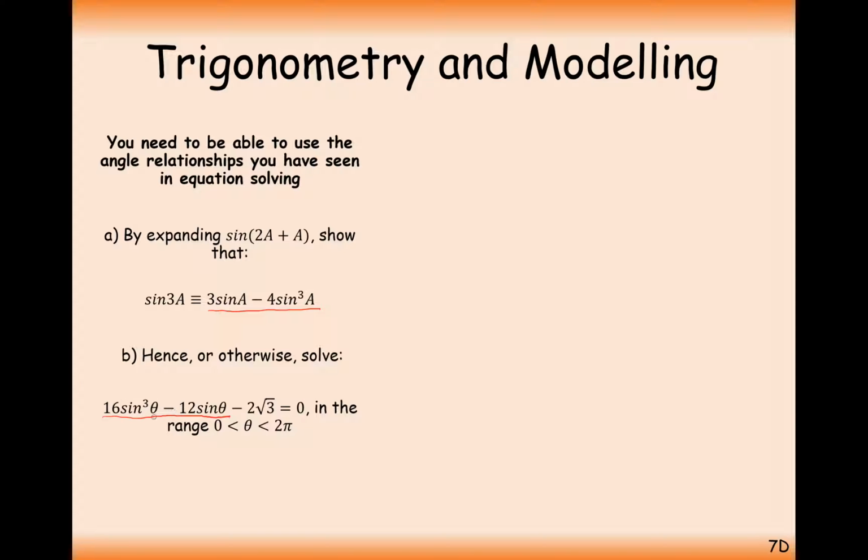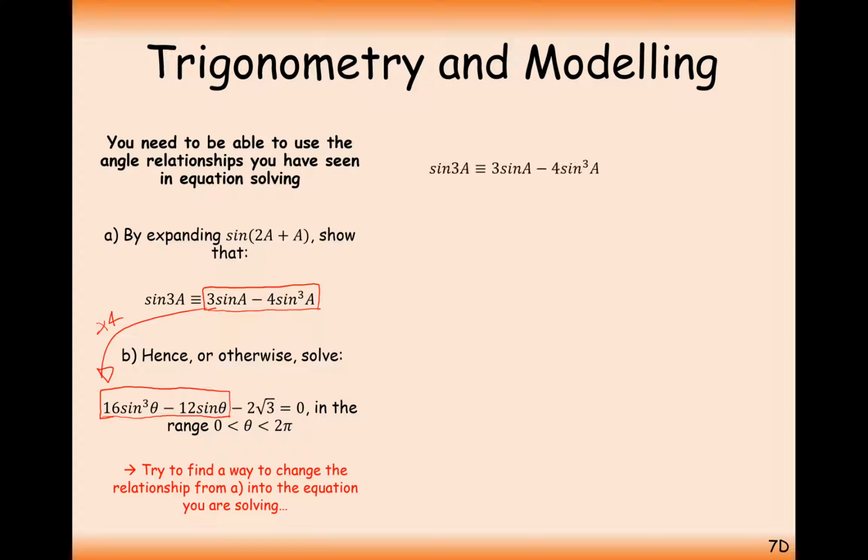16 sine cubed theta minus 12 sine theta minus 2 root 3 equals 0. Now notice here how this expression here is almost identical to this one here. Number one, the signs are different, so we're going to have to sort that out. And it looks like it's scale factored up by a multiple of 4 as well.